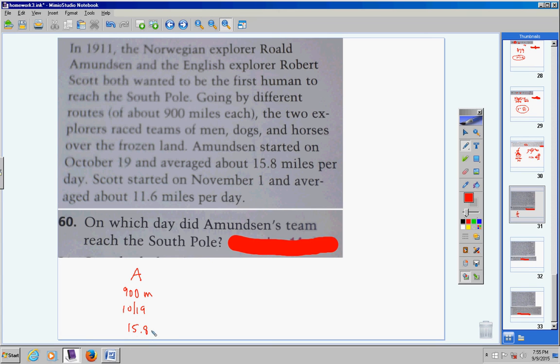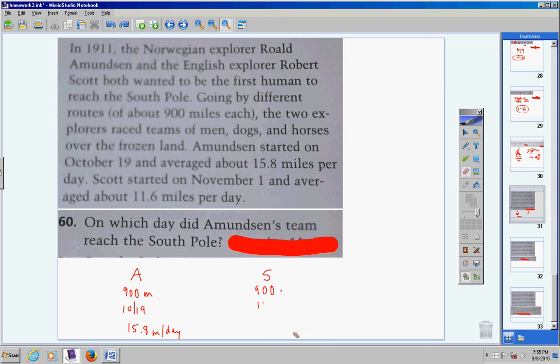Okay, miles per day. All right, the other guy, his name's Scott. We'll put an S. He's also going to travel 900 miles. He leaves on November 1st, so 11/1. He's going to average not near as much, 11.6 miles per day. All right, there we go. Now, on which day did Amundsen's team reach the South Pole? All right, well, we're going to need this information here for the next problem, so let me copy that real quick and then get rid of it.